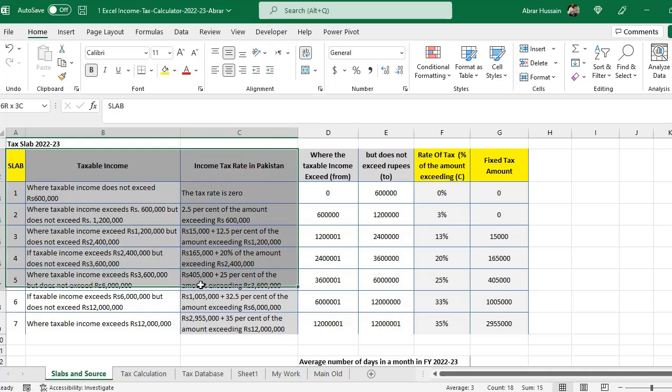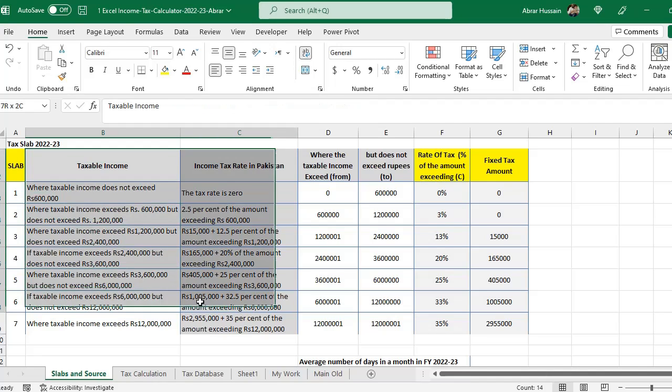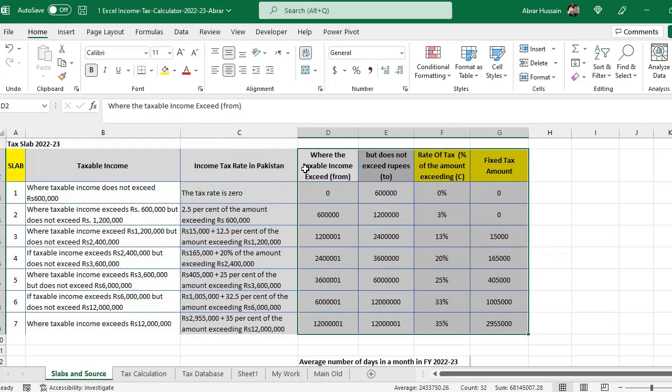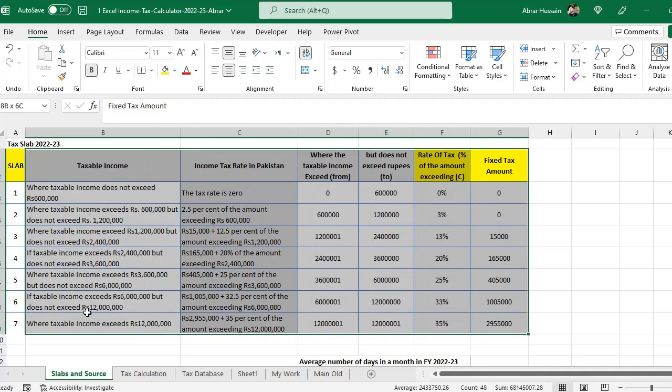Now here you see these three columns are provided by the FBR every year, where they say that if taxable income is 600,000 and then 600,000 to 1.2 million. So this is the simple table. From this table, I developed these four columns. What is this column? Where the amount of taxable income exceeds. This is from amount and this is up to, the starting point and the end point of the taxable amount. And here we have a rate, a percentage on those taxes, and here you can see the fixed tax amount that is applicable on these different slabs.